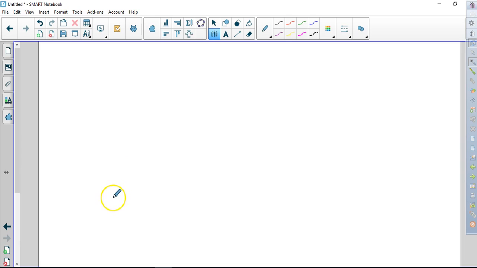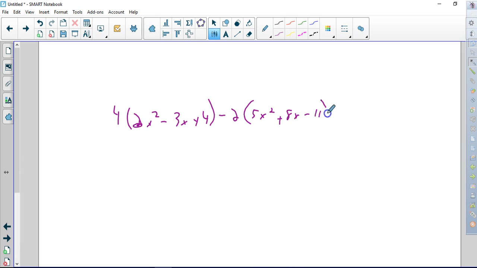Okay, next idea. The distributive property, along with addition and subtraction and so forth. So if I have 4 times 2x squared minus 3x plus 4, minus 2 times 5x squared plus 8x minus 11. Well, there's a lot going on here, but first we got to deal with the distributive property. So I'm going to send this 4 here, here, and here.